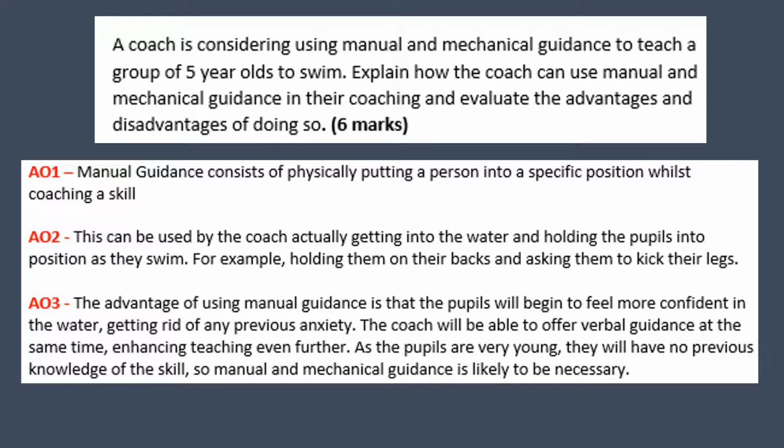For AO3, we can start to evaluate either an advantage or a disadvantage of using manual guidance. So we could say the advantage of using manual guidance is that pupils will begin to feel more confident in the water, getting rid of any previous anxiety. The coach will be able to offer verbal guidance at the same time, for example, asking them to kick their legs whilst they're doing backstroke. As the pupils are very young, they will have no previous knowledge of the skill, so manual guidance in particular is likely to be necessary.